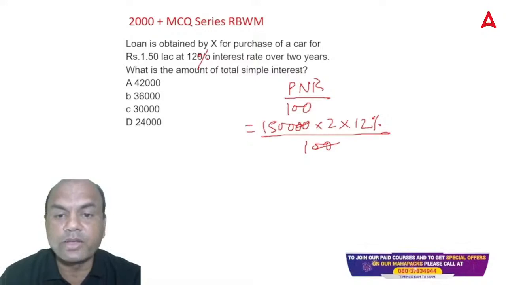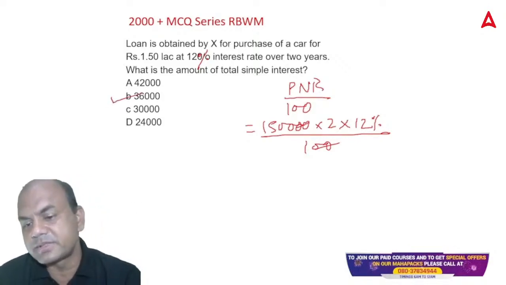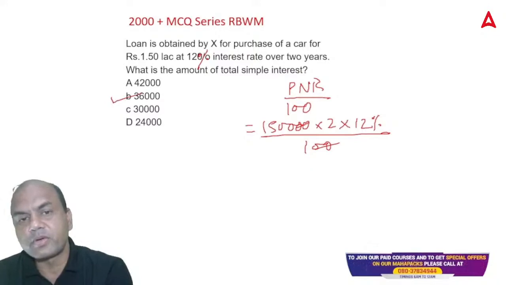So it is 1500 into 2 into 12, right? 36,000. So what is the answer, everyone? 36. B is the answer. Correct? B is the answer. Got it, everyone?